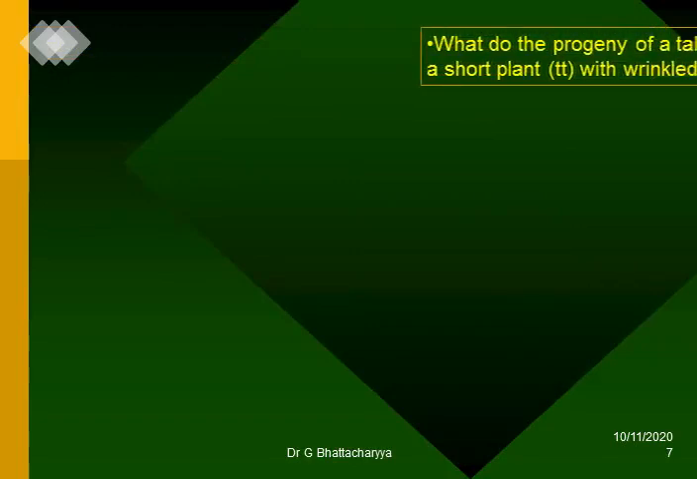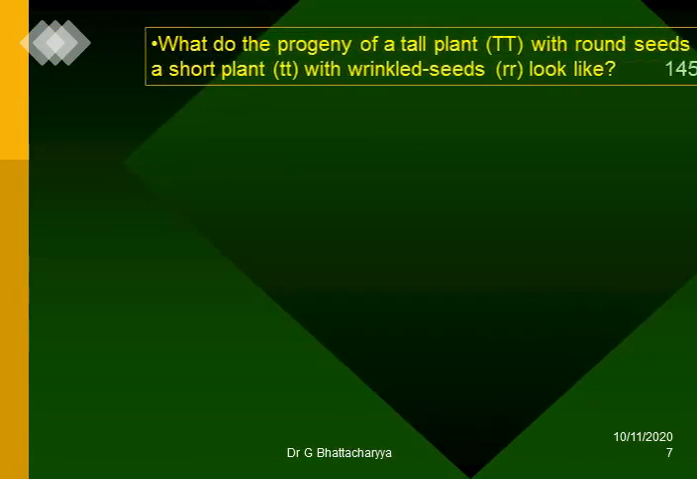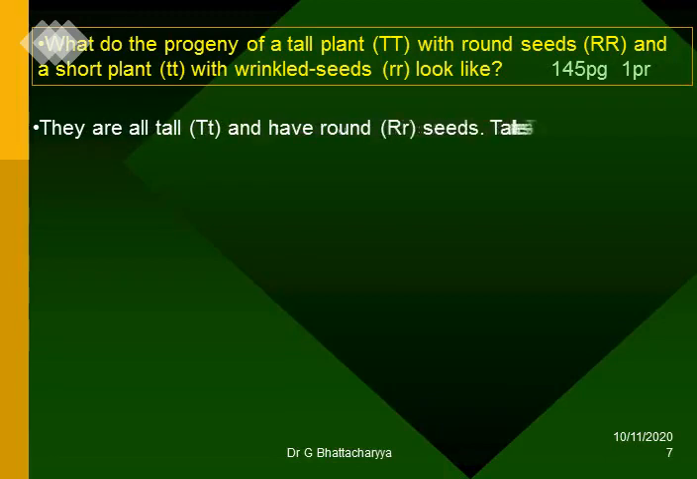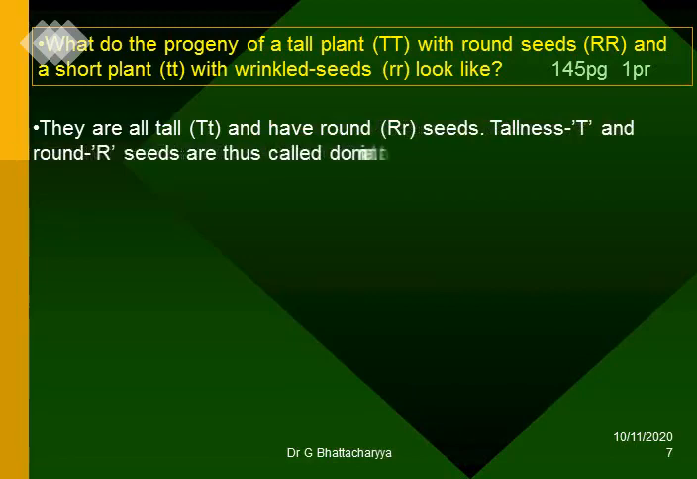What do the progeny of a tall plant, capital T, with round seeds, capital R, and a short plant, small t, with wrinkled seeds, small r, look like? They are all tall, capital T small t, and have round, capital R seeds. Tallness capital T and round, capital R seeds are thus called dominant traits.